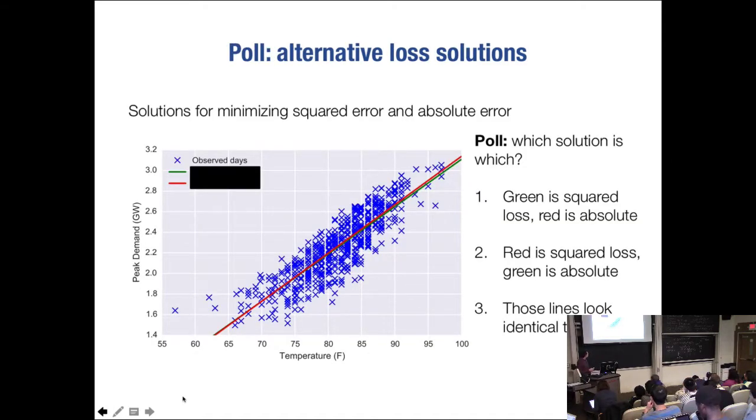I solved it with least squares and with absolute loss, and one of the solutions is green and the other one is red. And so the question is, which is which? The third answer being, I don't have that good eyesight. Those look exactly the same to me, which is a perfectly reasonable answer here, actually, if you want to answer that.